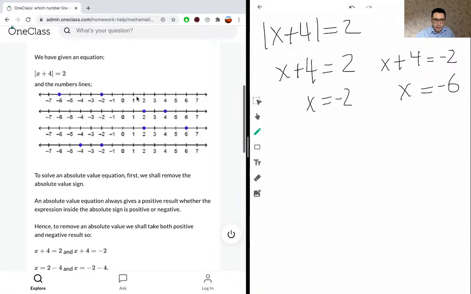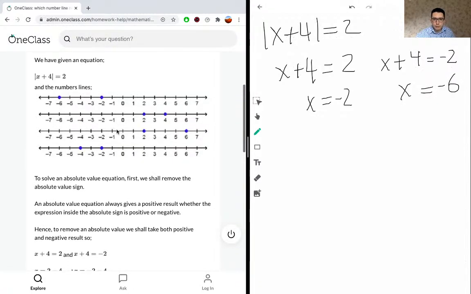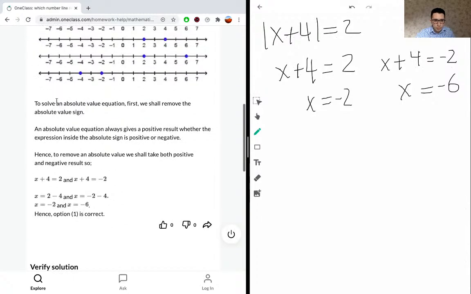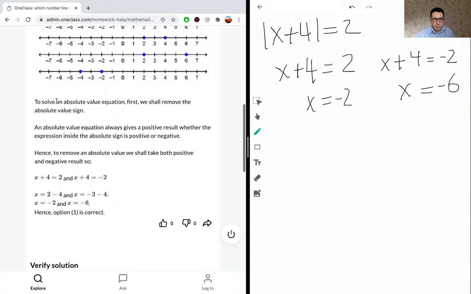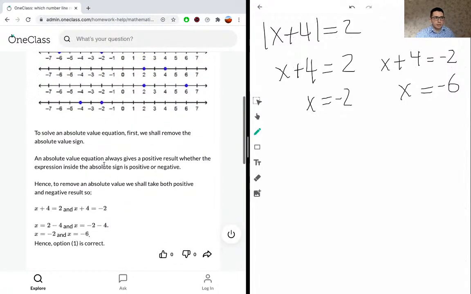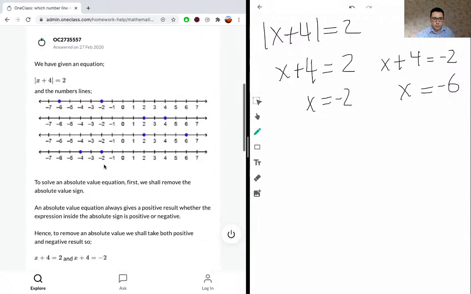And then looking at each number line, the first one gives us negative 2 and negative 6. The second one gives us 2 and 4. Third one, 2 and 6, and then negative 2 and 4. So here they're trying to trick you with the 2 and 6, but we know that it's a negative, so we know it's the first option. And looking at the solution provided, they also select the first option and do the correct process to solving this. So this solution is correct.